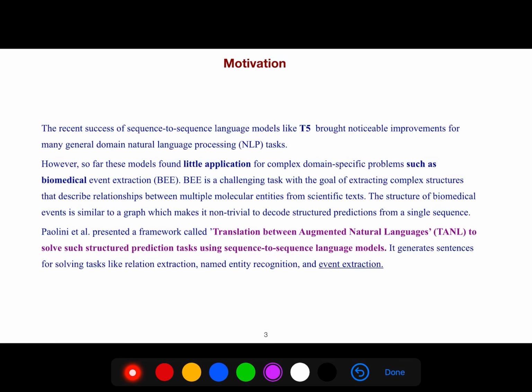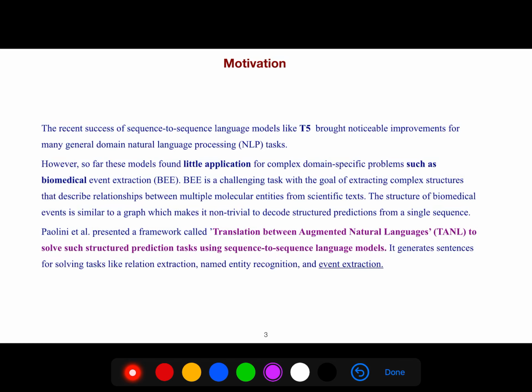Biomedical event extraction is a challenging task with the goal of extracting complex structures that describe the relationship between multiple molecular entities from scientific text. The structure of biomedical events is similar to a graph, which makes it non-trivial to decode structured prediction from a single sequence.